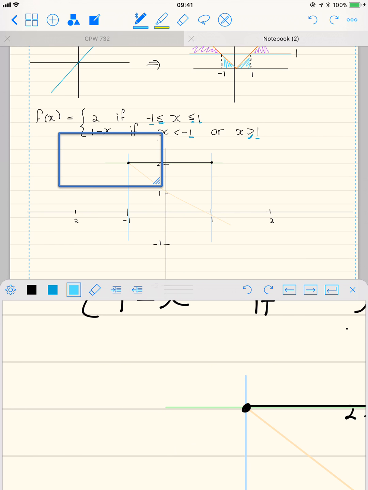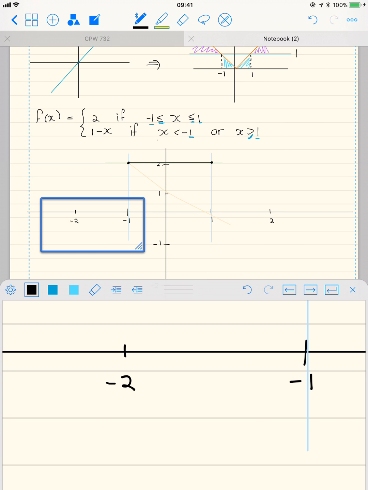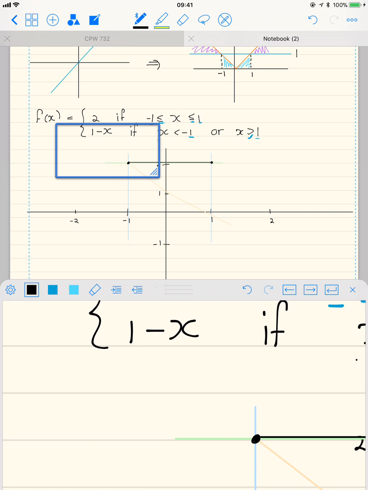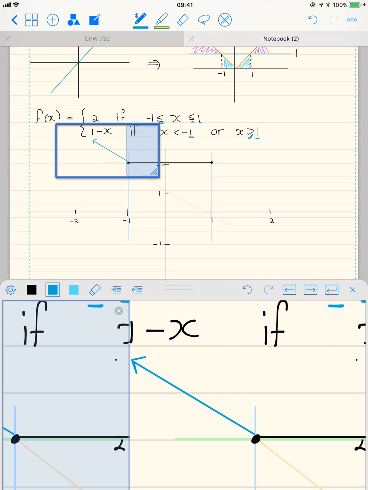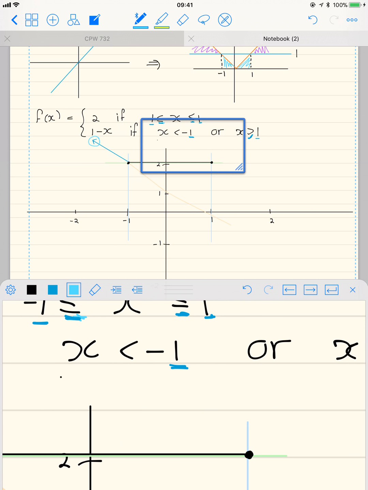Then for the next part, now substitute another value in. 1 minus minus 2, which is down here. Then you can say 1 minus minus 2 is 3. So then it'll go up to 3. So it'll carry on like that. Draw an arrow because that shows that you know it's going on into infinity, which it is. It's going on to minus infinity over there.